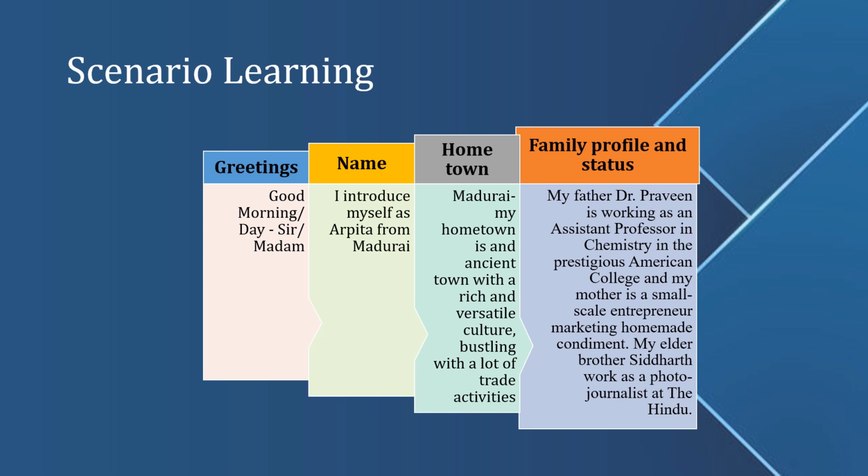Then she shares about her hometown, and here she gives a historical past of her hometown as well as the present economic scenario of her hometown. So it goes so: Madurai, my hometown, is an ancient town with a rich and versatile culture bustling with a lot of trade activities. Then she presents the family profile and status. My father, Dr. Praveen, is working as an assistant professor in chemistry in the prestigious American College, and my mother is a small scale entrepreneur making homemade condiments. My elder brother Siddharth works as a photojournalist at The Hindu.